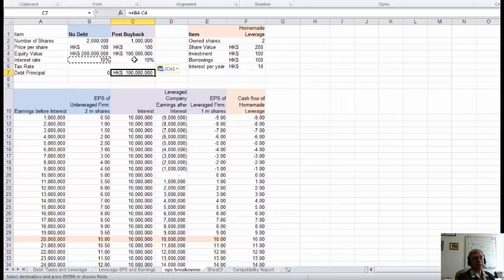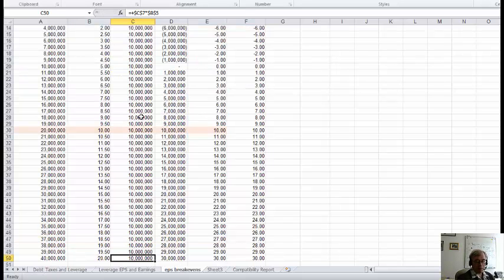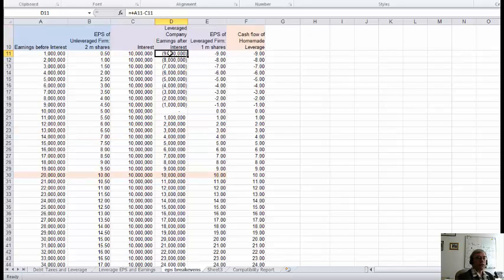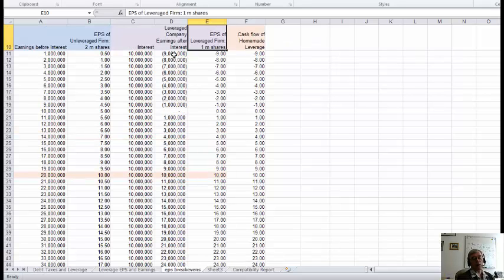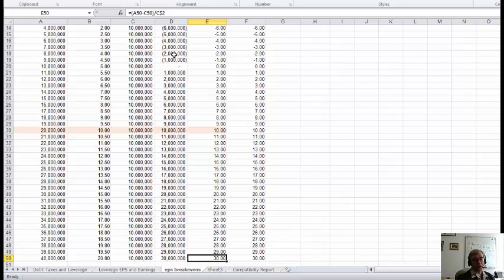Interest is 10% per year, and so our interest payment is the debt principal times the interest rate. So we have to pay, regardless of the state of the corporation, $10 million a year. Earnings after interest run from negative $9 million up to $30 million, the $40 million less the interest. But our earnings per share, since there are only 1 million shares rather than 2 million shares, now range from negative $9 per share all the way up to positive $30 a share.